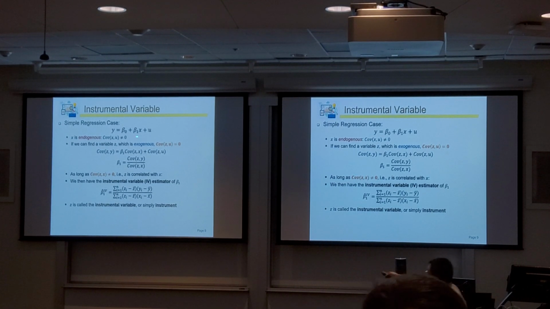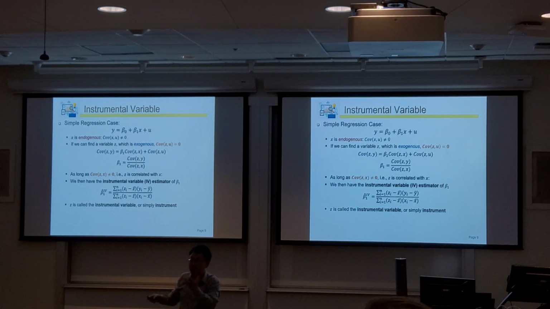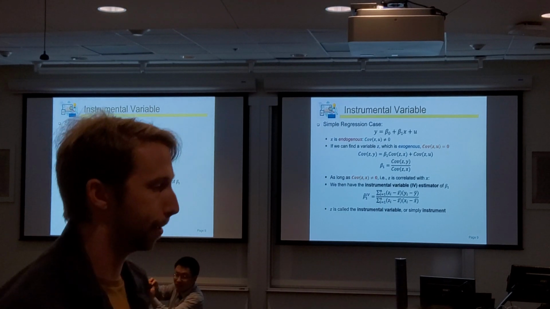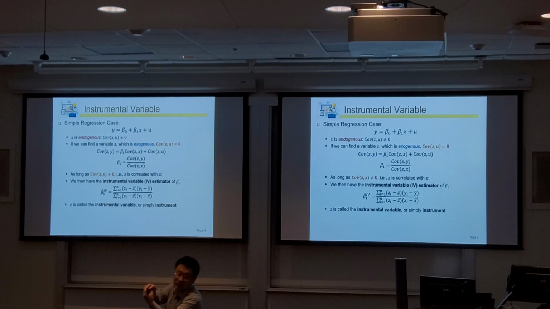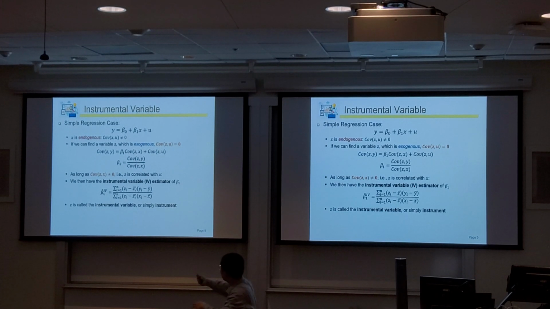Is that clear? So as long as the covariance between z and x is not 0, what does that mean? This exogenous variable that we found should be correlated with this endogenous x variable. All right, so that's the requirement, because if you want to divide by this value in the denominator, it cannot be equal to 0.